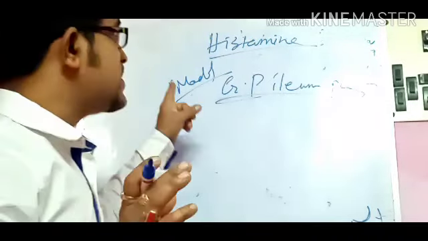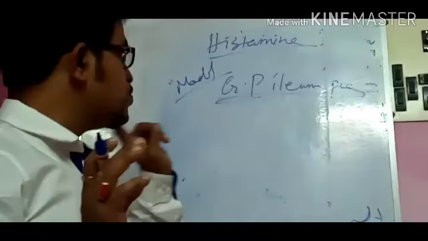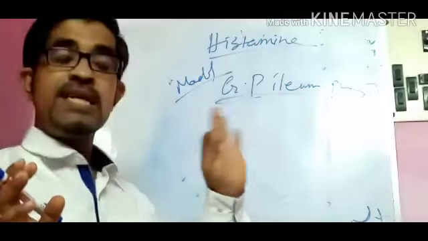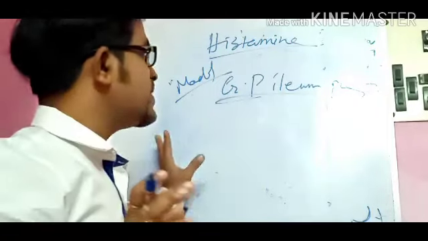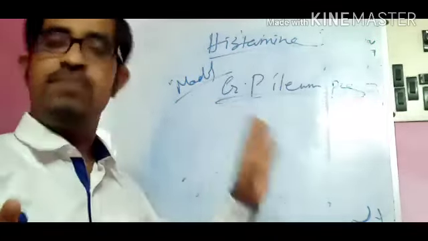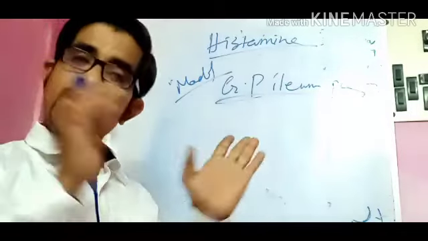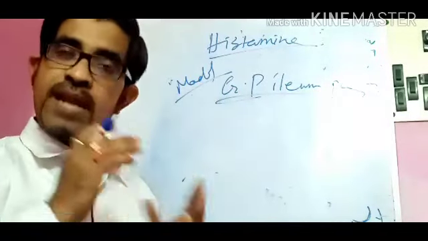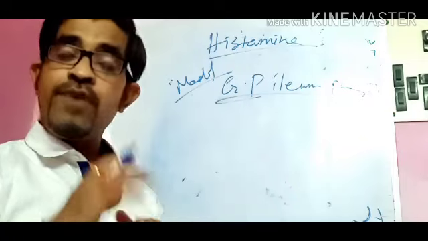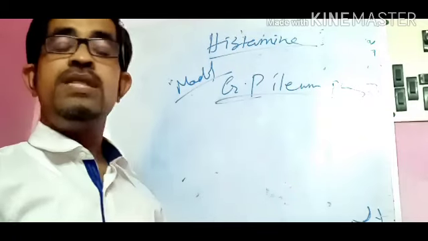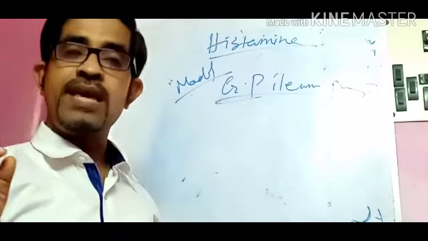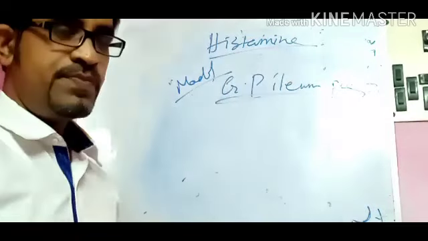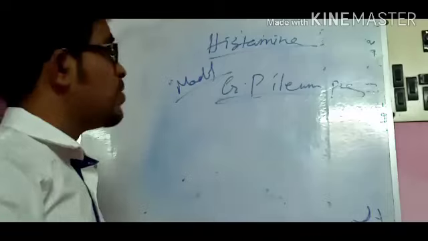In the histamine bioassay, we have two models. Number one is the guinea pig tracheal chain method, and number two is the guinea pig ileum preparation. In both cases the animal is the same, the guinea pig, and only the organ differs. In the first model we take the tracheal chain, in the second model we take the ileum. So this is about the bioassay of histamine.